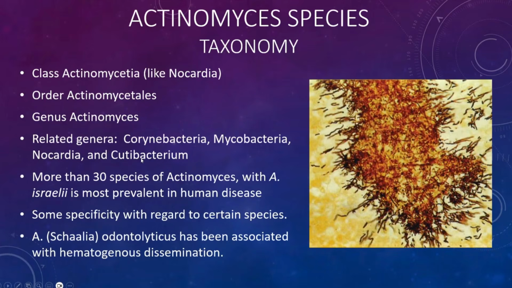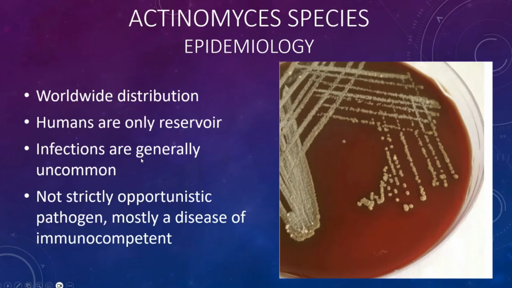It's closely related to other organisms like Corynebacteria, Mycobacteria, Nocardia, and Cutibacterium. There are more than 30 species of Actinomyces. Again, Actinomyces israelii is the most prevalent in human disease. But more recently, it seems like we've been seeing more cases of what was known as Actinomyces odontolyticus, but is now known as Schaalia odontolyticus. And this organism has been associated with hematogenous dissemination.